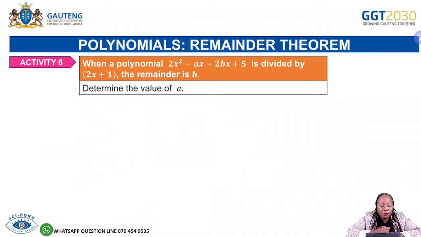Okay, grade 12, may you please look at this one and check, can you do it on your own? I am giving you 3 minutes to look into this problem and be able to answer. The polynomial is 2x squared minus ax minus 2bx plus 5, and then it's divided by 2x plus 1, and the remainder is b. Now you are solving for a. Your 3 minutes starts now.